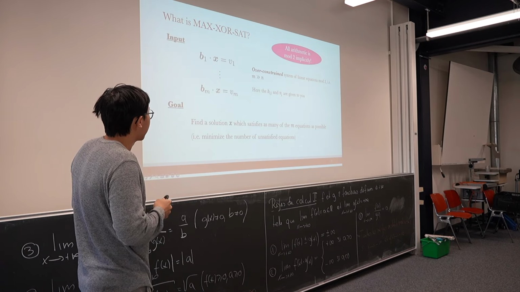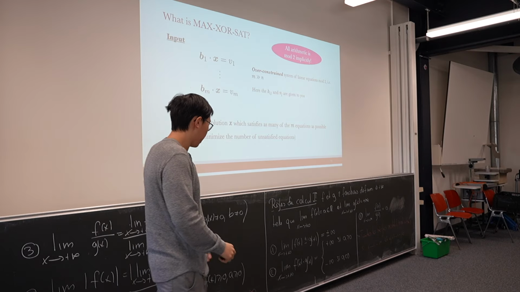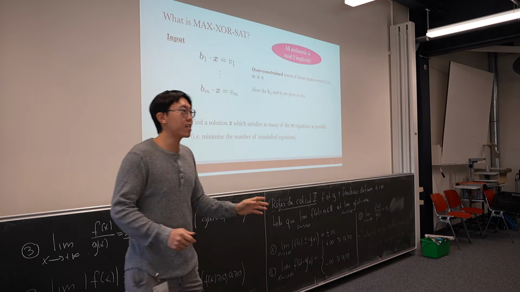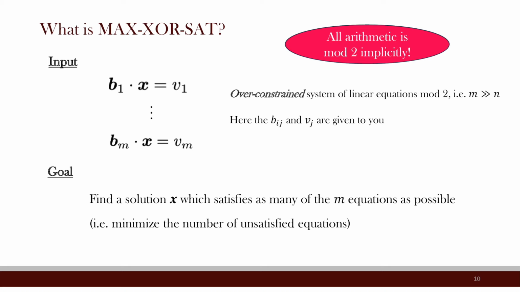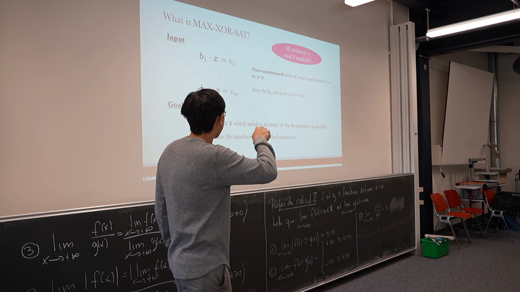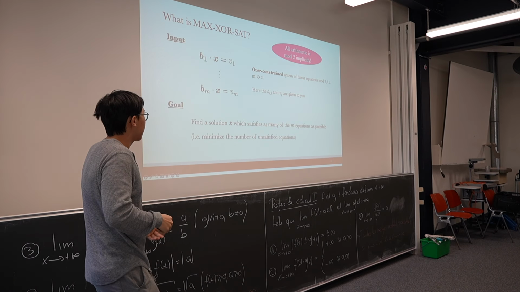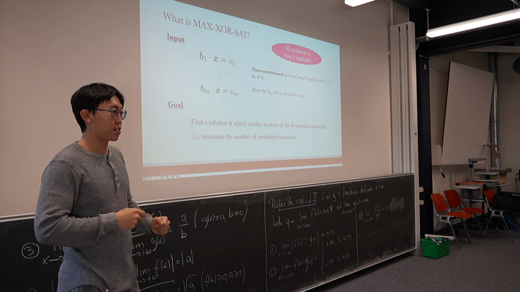I'm going to write this in a more concise notation, which will be more useful later on. Henceforth, when I talk about arithmetic, it's going to be mod 2 unless I say otherwise. Everything is binary. So x is now a length n vector, and the b_i's are also length n vectors, and I want these dot products to equal the v_i's. Once again, I just want to satisfy as many of these as possible.